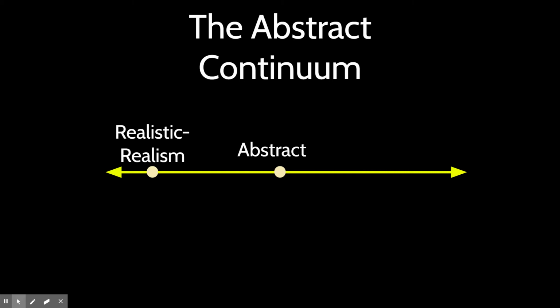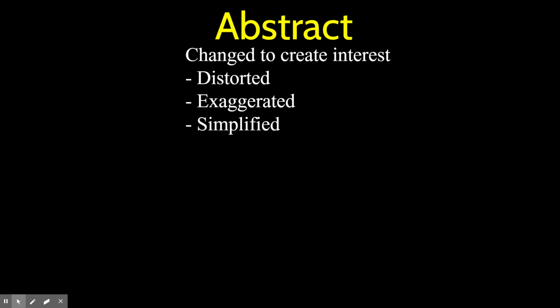Next on the abstract continuum is the abstract itself. This is kind of where we're going to be focusing today, all right? So abstract art, it's changed to create more interest in itself. You're going to distort parts of the image. You're going to exaggerate some features, or you might simplify what you're looking at.